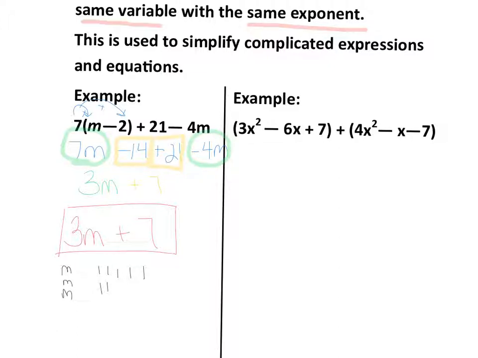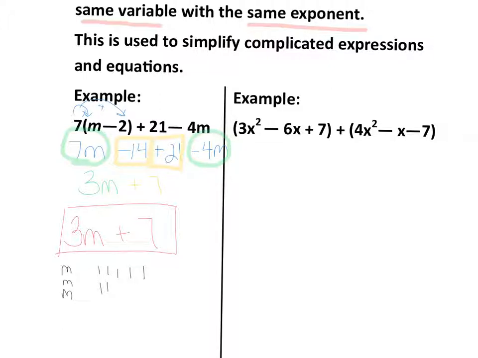Looking to the second example, you'll notice that there's a lot of parentheses, but here's the thing about these parentheses. You have to look and see, is there a real reason for them? Is there some reason that they are there? In the first set of parentheses, we have 3x squared minus 6x plus 7. And then we're adding to this the second set of parentheses, 4x squared minus x minus 7.